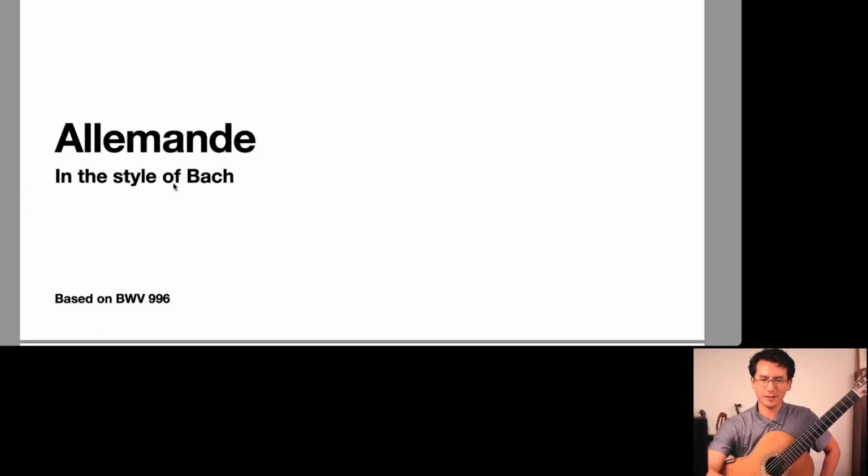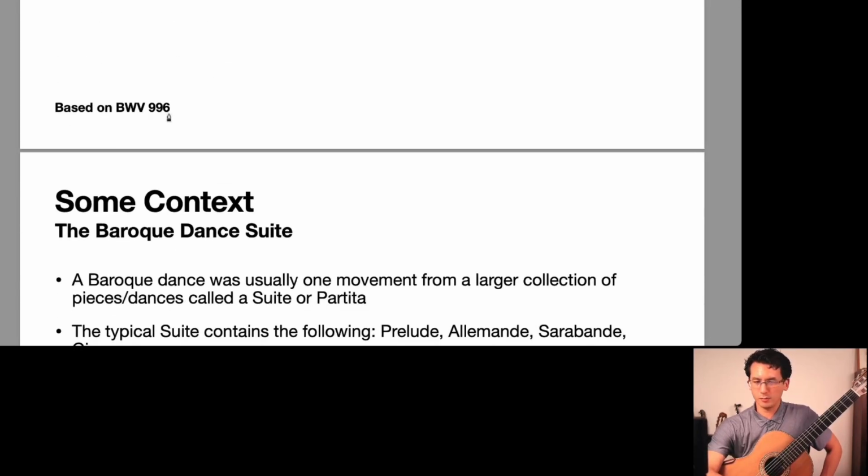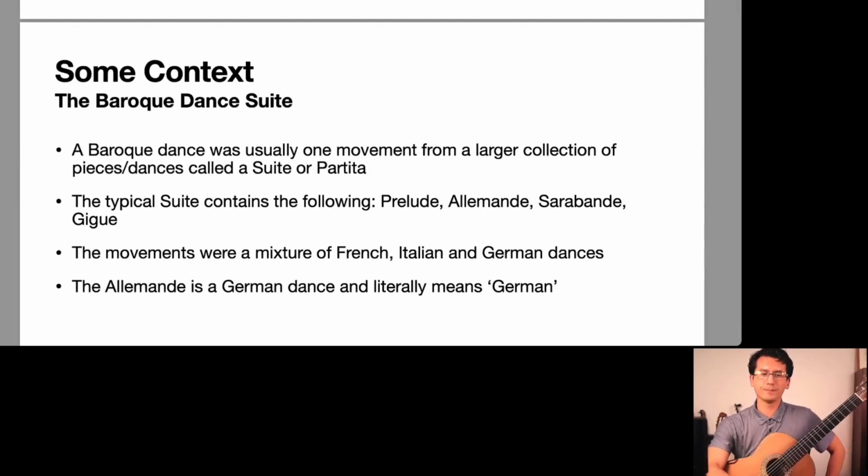Let's dive in. So we're going to start just with an overview today. The Allemande we're going to model is BWV 996, which is this one. Alright, so I'll play that in a minute in full.